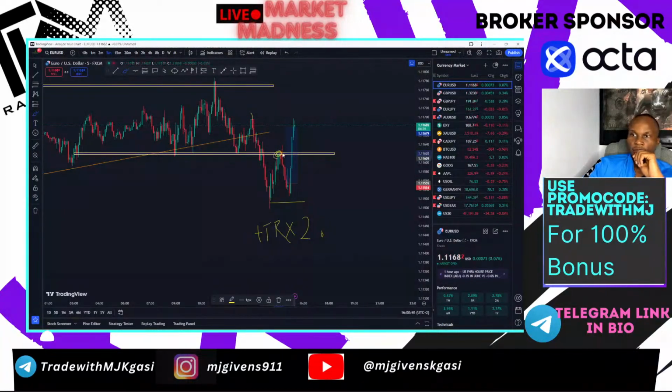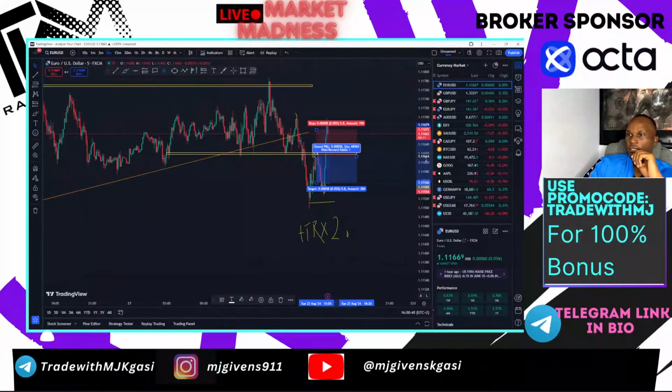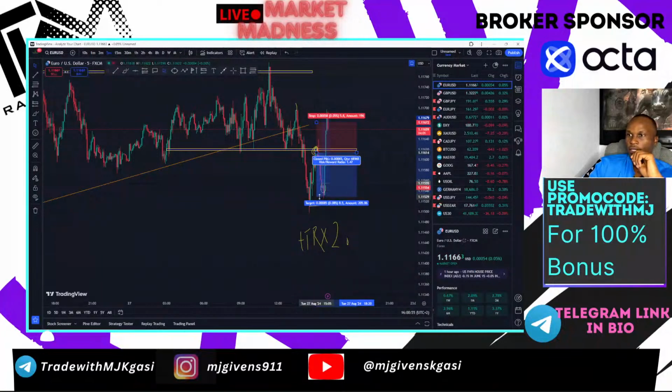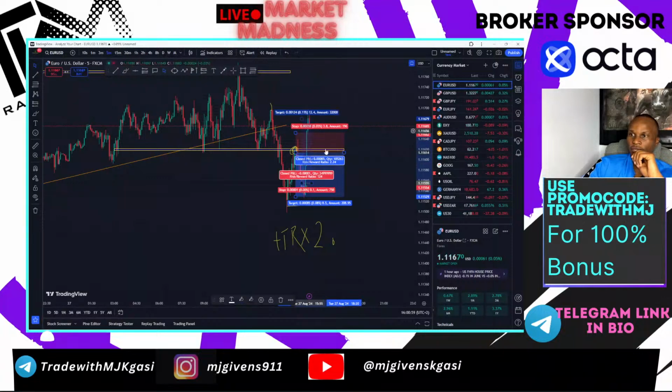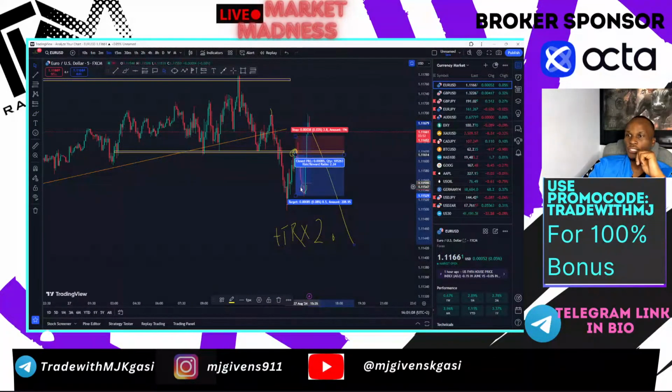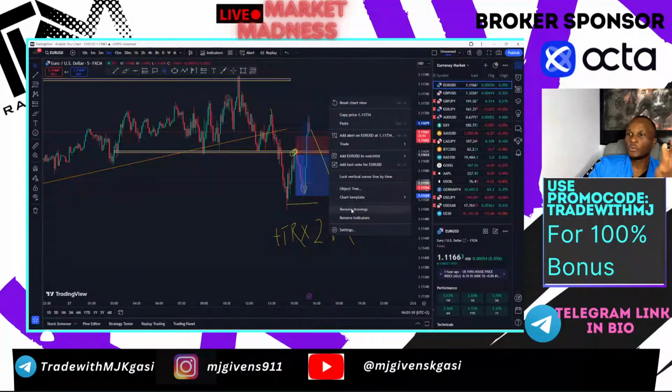Why again did we buy here? Many sold here. What usually happens with support and resistance is that retail traders see this as a support. What do they normally do? They sell, and after they sell, they put their stop loss here. The market always takes out their stop loss, and you would find that the market goes their direction after they are stopped out. So that's why we bought here.